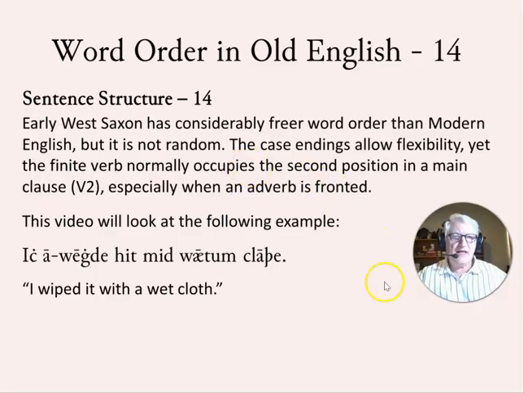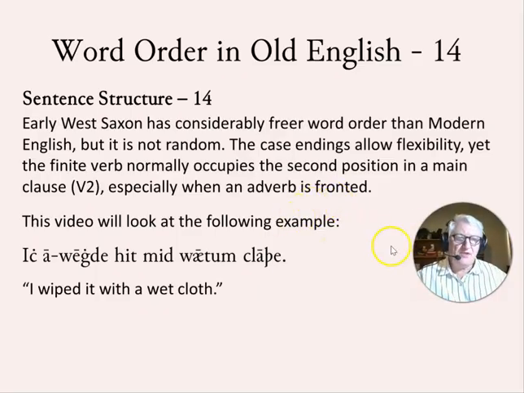So early West Saxon has considerably freer word order than modern English, but it is not random. It's not completely free. You can't just jumble words up. The case endings allow flexibility, but the finite verb normally occupies the second position in a main clause, as in all the Germanic languages, especially when an adverb is fronted. We'll see an example of that.